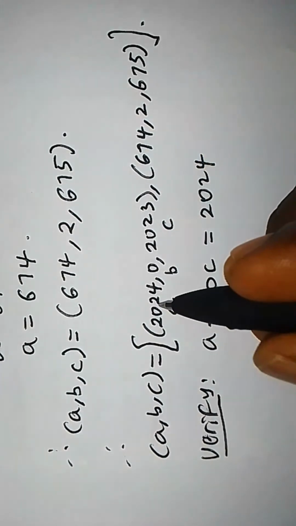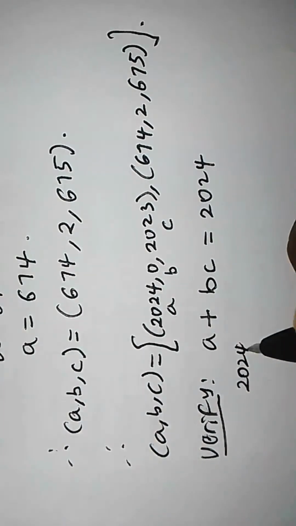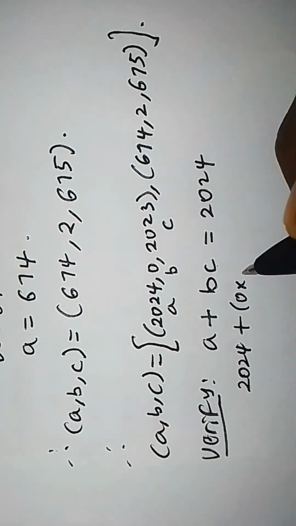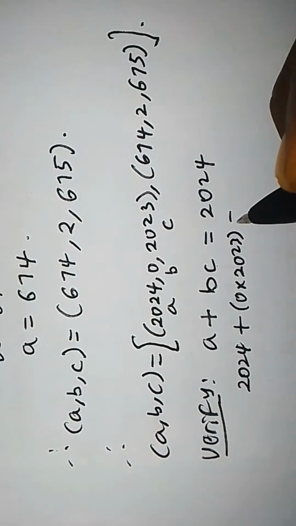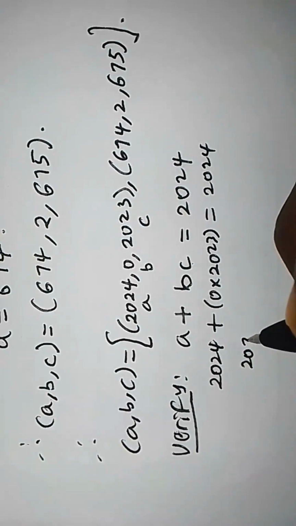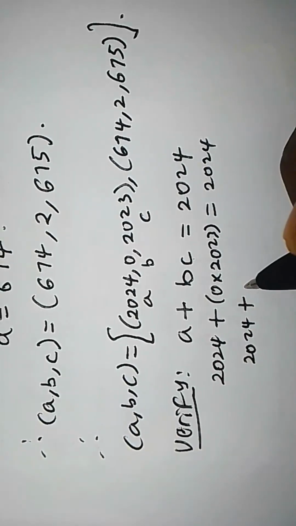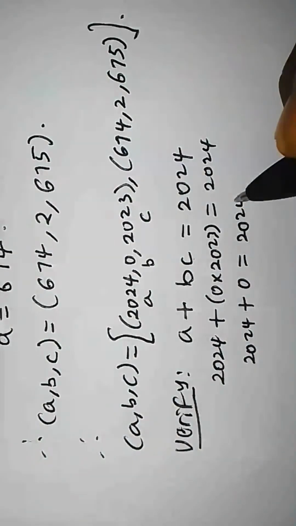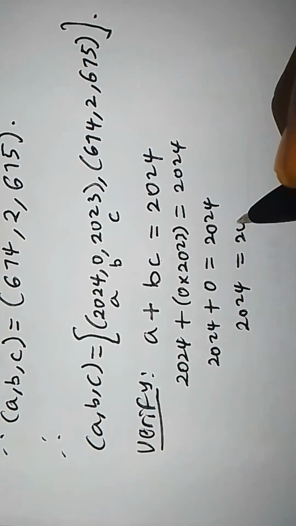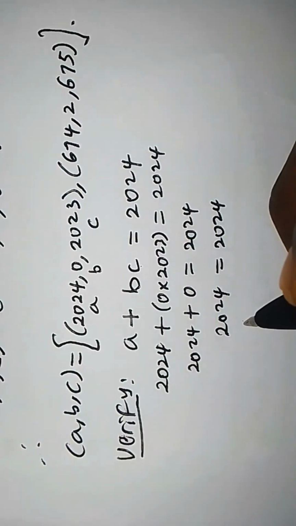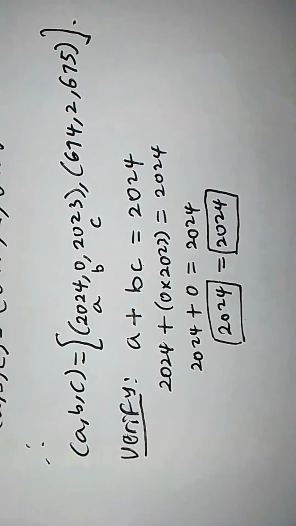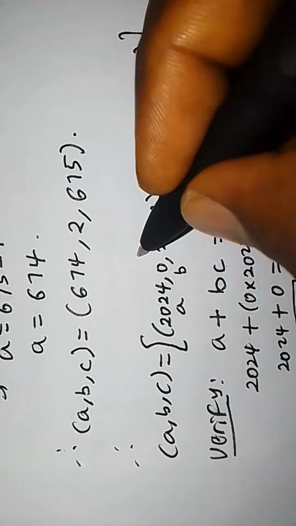In place of a, we write this: 2024 plus, in place of b, that is 0, times c, 2023 equals 2024. 2024 plus 0 times this, that is 0, equals 2024. 2024 plus 0 is simply 2024, equal to 2024. You will see that the left hand side is the same thing as the right hand side. That means indeed this first answer is correct.